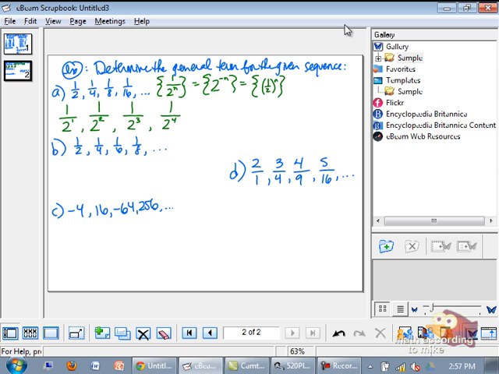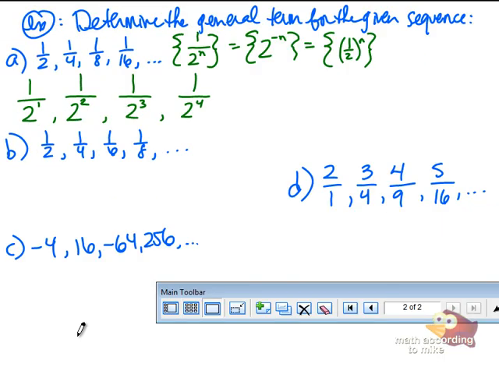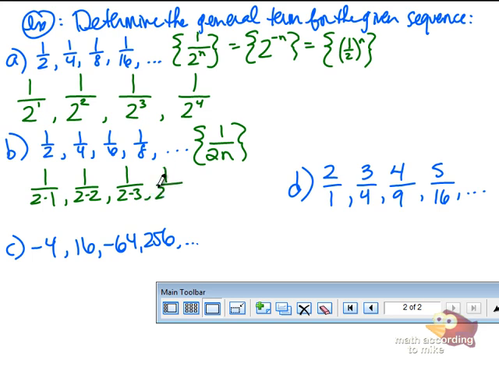All right, so part B, similar to part A, but 2, 4, 6, 8 are not powers of 2. What are they? Multiples of 2. So what would your general term be? 1 over 2n. Because this is 1 over 2 times 1, 2 times 2, 2 times 3, 2 times 4, so on and so forth.